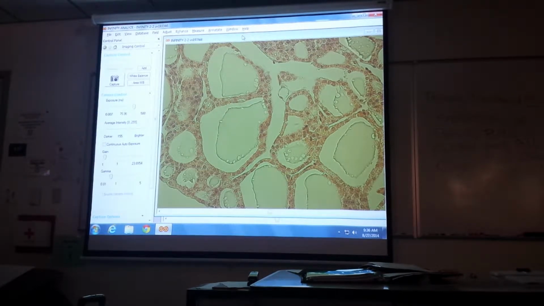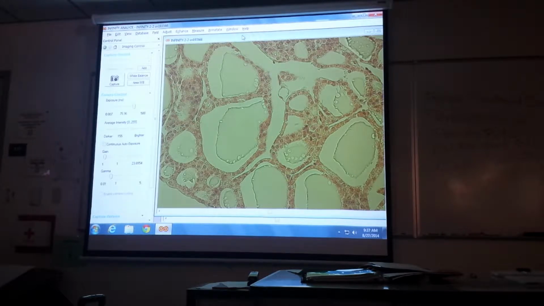So this is 400x. You can see that there's some space between the colloid and the follicle cells around it. This whole thing's a follicle. That's the colloid. You see the C cells. You just have to know where to look for them between the follicles. Okay, those C cells are probably like that.